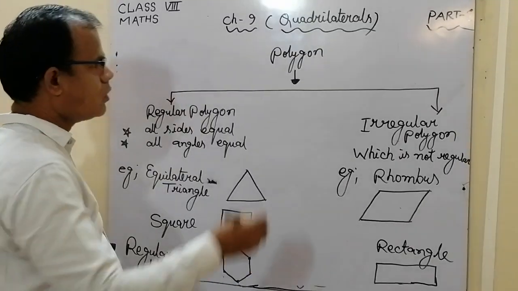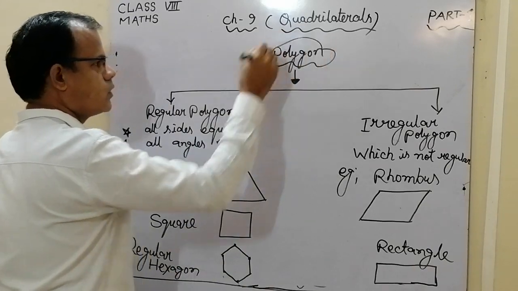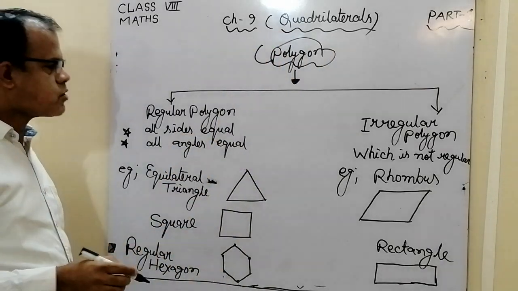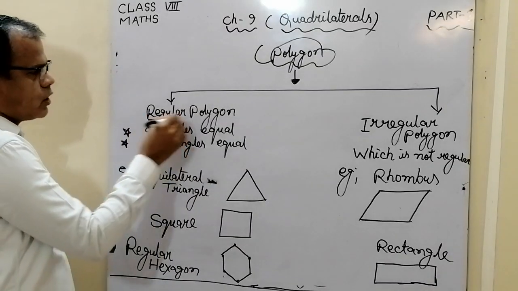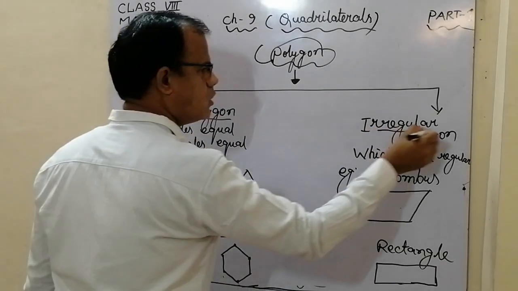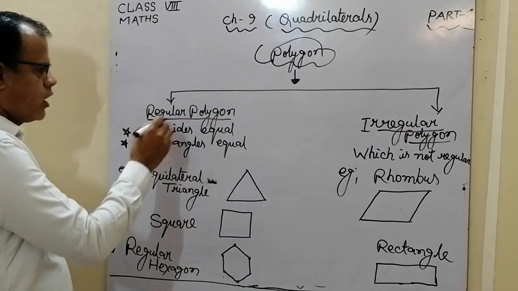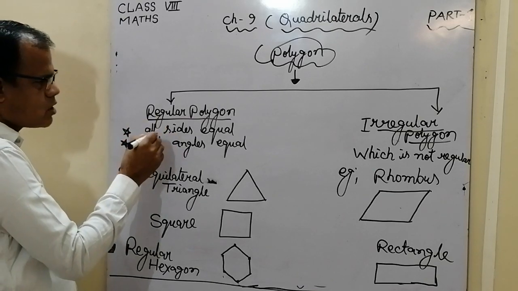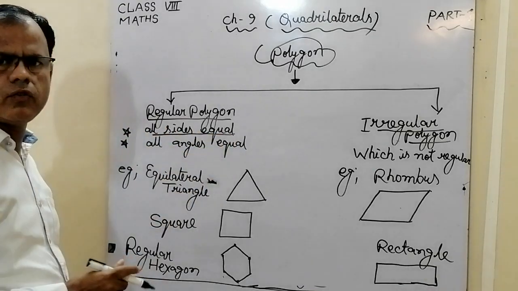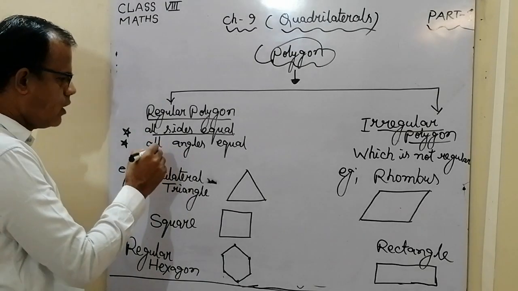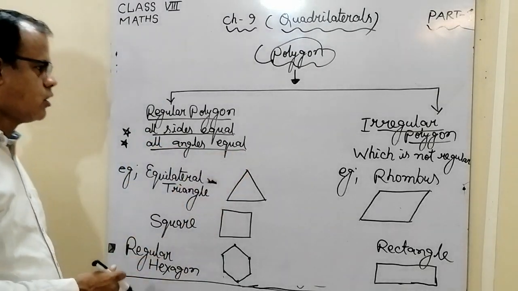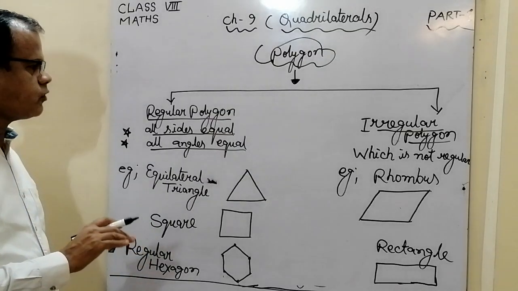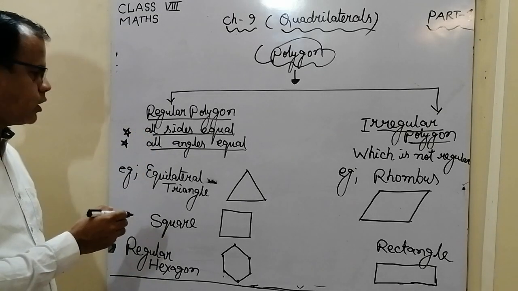Yes, student. Next, polygon. There are two types of polygon. First is regular polygon and second is irregular polygon. Regular polygon, in this polygon all sides are equal. Figures having equal sides and equal angles are known as regular polygons.